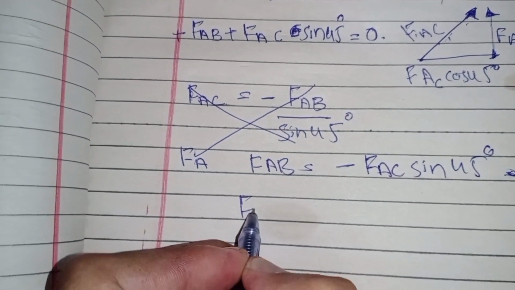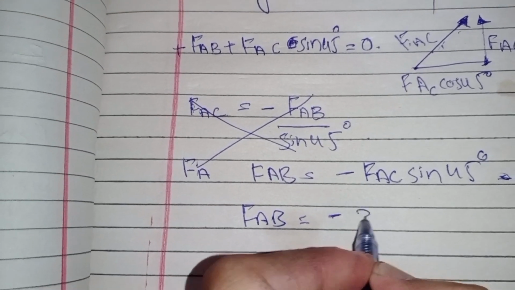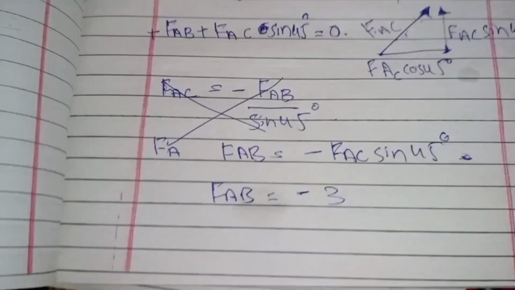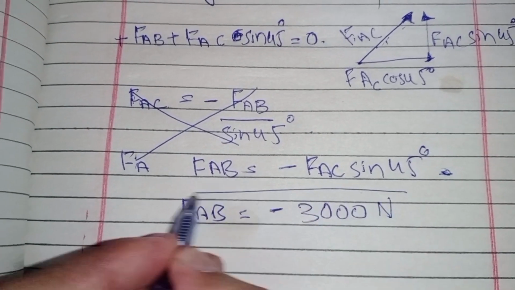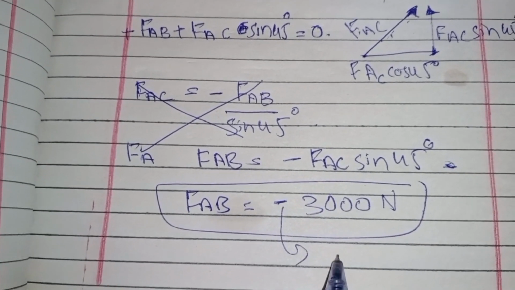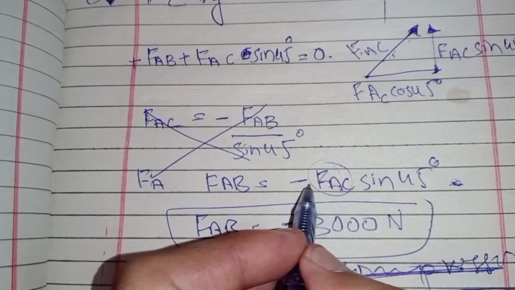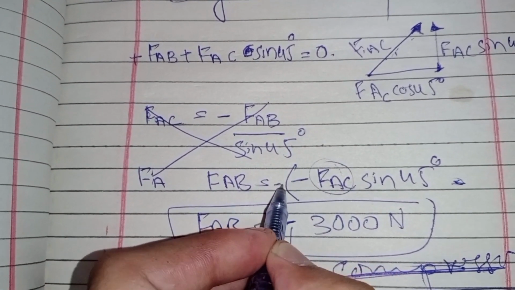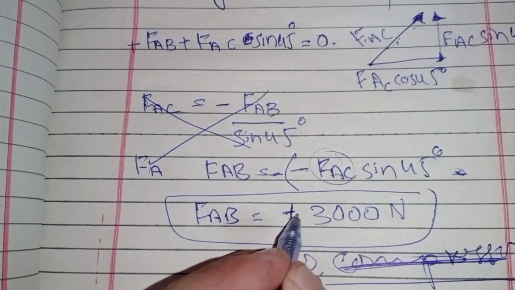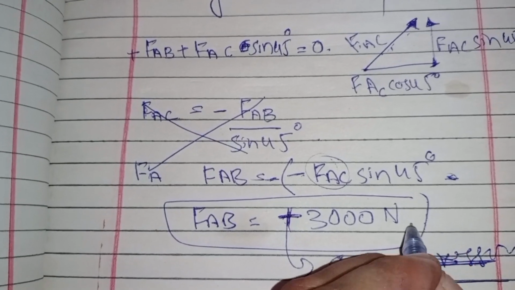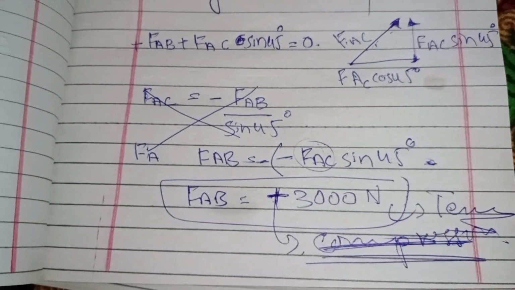Okay, so FAB will be equal to negative 3000 Newton. So the negative sign means that FAB itself is in negative. So one negative is that, one negative is that, negative into negative, positive. Okay, so this is a positive answer, and the force is in tension. Thank you very much.